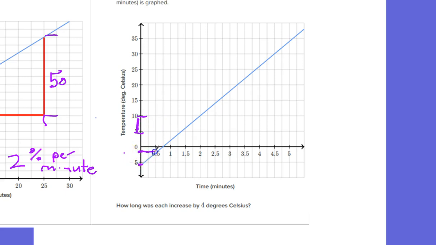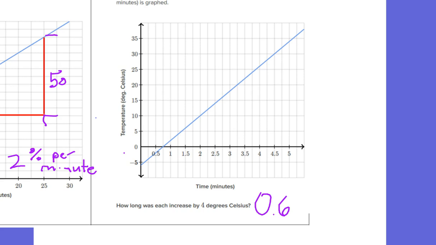I'm going to go sideways to about right here. And let's figure out how long that was. This would be half a minute. And so this would be 0.75 of a minute. And so my answer is going to be between 0.5 and 0.75. And I'm going to go ahead and estimate that. I'm going to say it's 0.6. So it took 0.6 of a minute to rise every 4 degrees Celsius. And that's called an estimate. And that's fine. You want to go ahead and do the calculation? Let's do the calculation too.